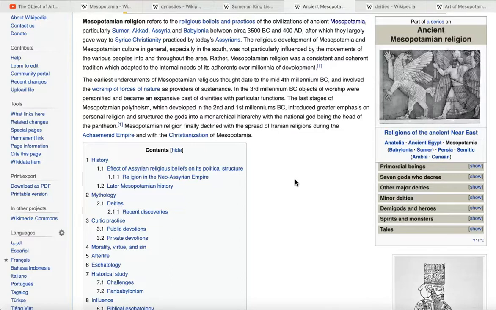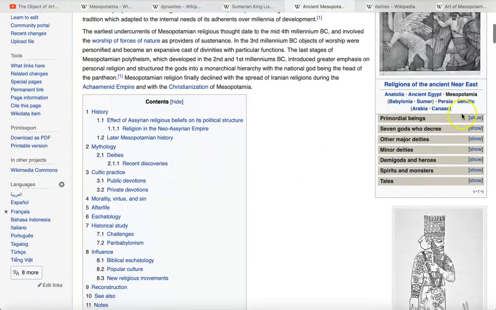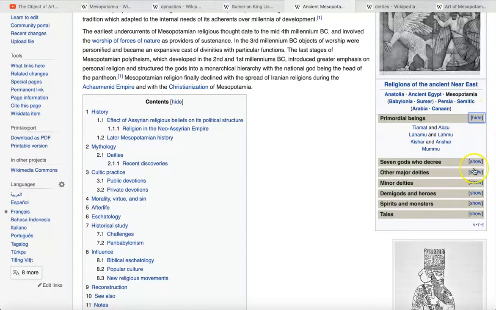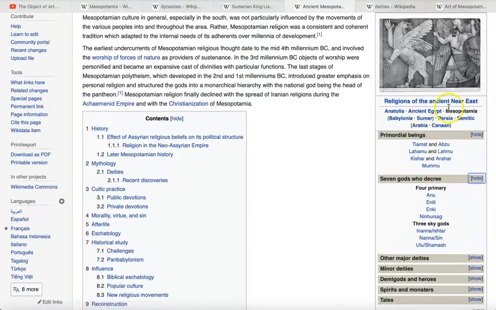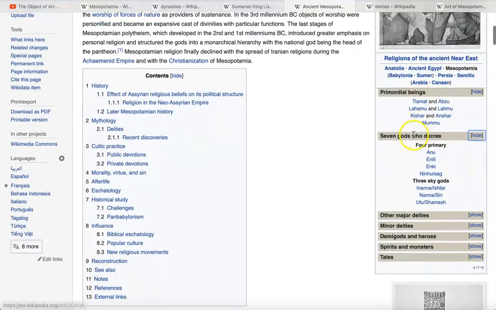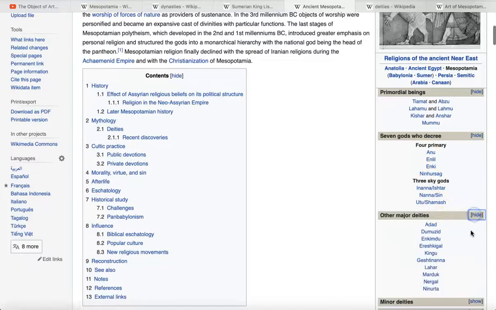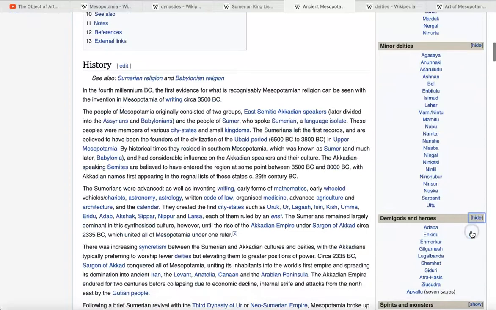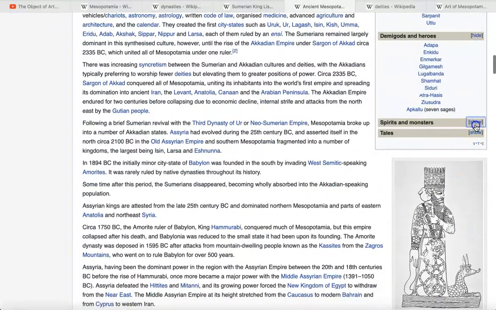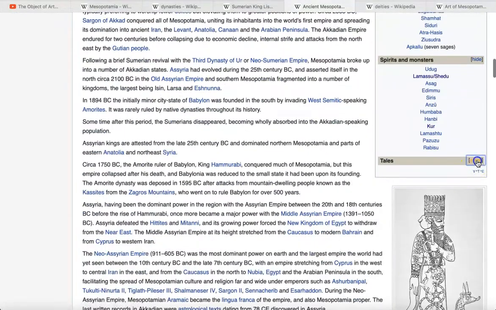Okay? So, you have these little pop-ups, I don't know, but you can open these up. Religions of the ancient Near East, and we're dealing with Mesopotamia now. Primordial beings, 7 gods who decree, other major deities, minor deities, demigods and heroes, spirits and monsters, and tales.